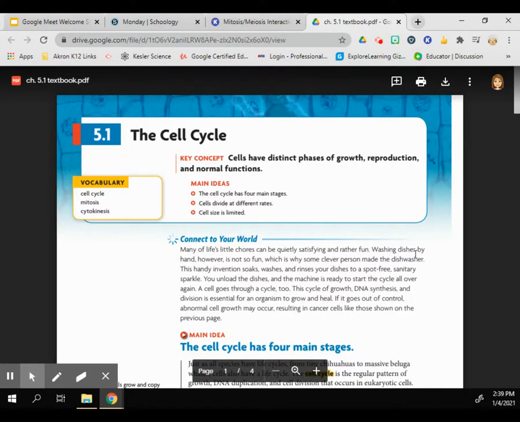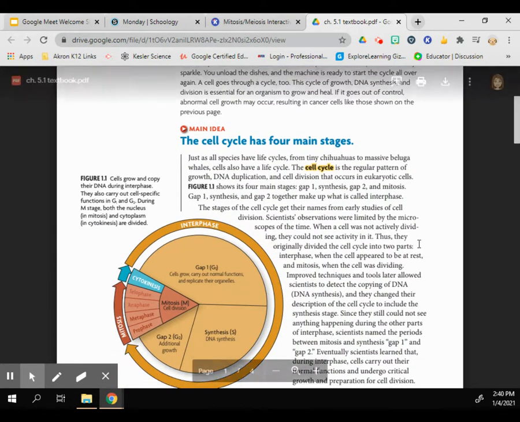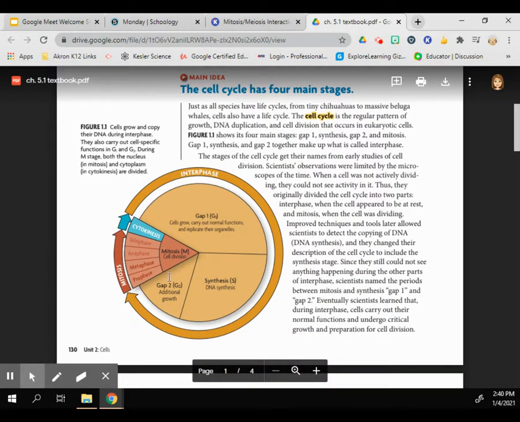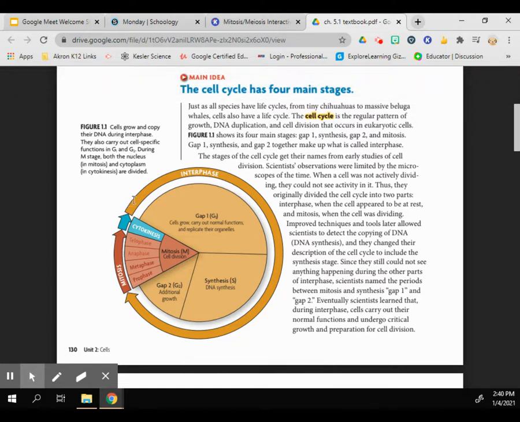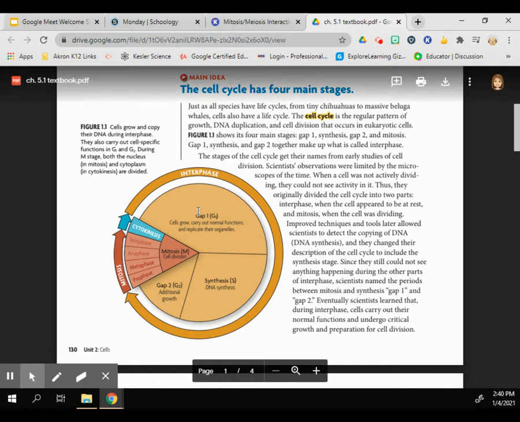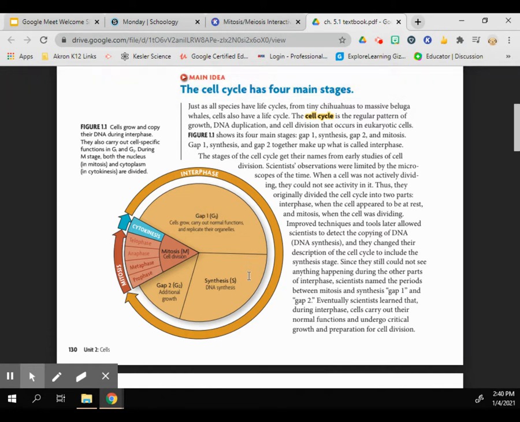And you can see this is directly from your textbook. You can also have your textbook open to this. This is chapter 5, section 1. And so here's a diagram of the cell cycle. You can see the very outside area is called interphase, this whole part, which is part of gap 1, which is G1, S, or synthesis, and G2, or gap 2.